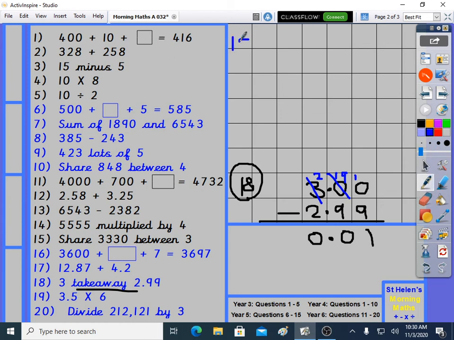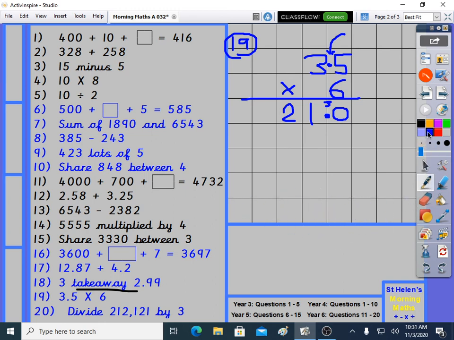So question 19 is 3.5 times 6. I line it up really as if there's no decimals. So I don't line up the decimal point on multiplication. It's the only one of the plus, minus, times, divide signs that is like that. 6 times 5 is 30. 6 times 3 is 18, plus 3 is 21. But it's not 210 because there's one decimal place in the question. It's 21.0, otherwise known as 21. And finally, question 20.